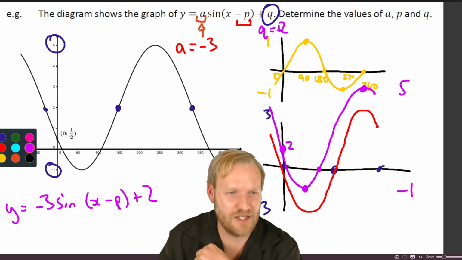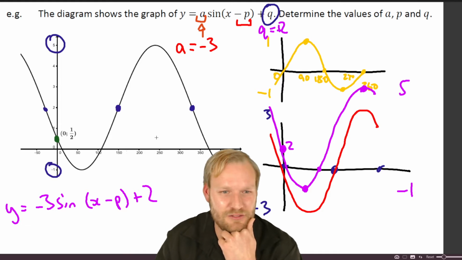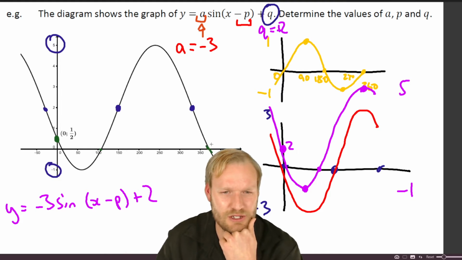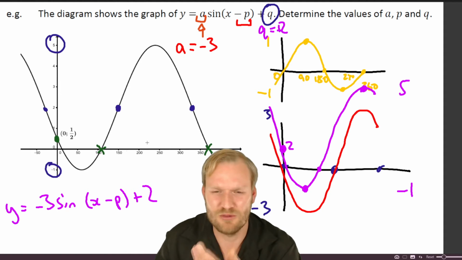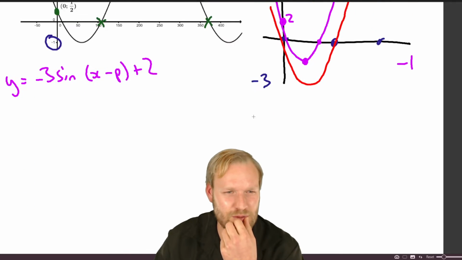Now, the only key bit of information we're told is that its y-intercept is 0.5. We don't know what that number is there. We don't know what these intercepts are. If we were told them, it would probably make life a whole lot easier. So let's see what we've got so far.